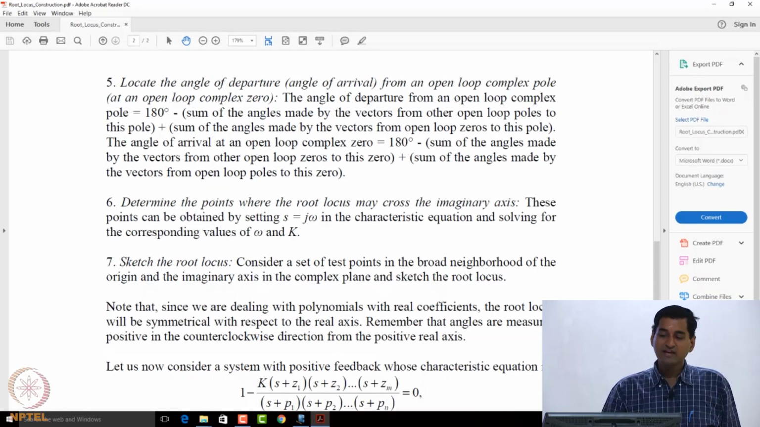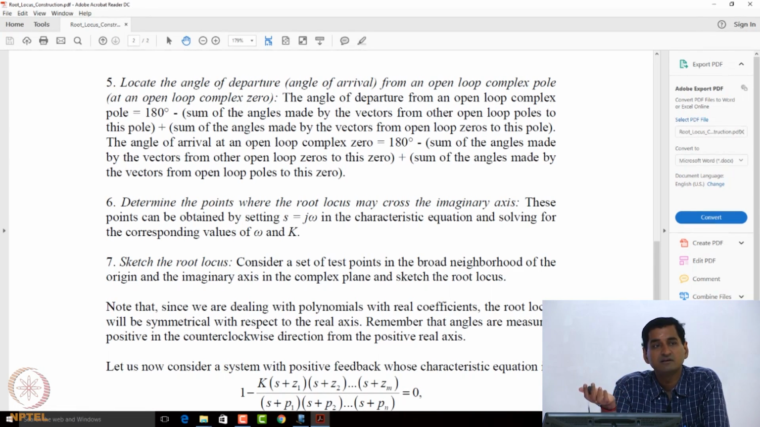The next step was to figure out the angle of departure from a complex pole or the angle of arrival at a complex open loop zero. We figured out this was the formula, and we did an example yesterday to see how we can calculate it. Please note that step 5 applies only when we have a complex conjugate open loop pole pair or complex conjugate open loop zero pair. In the example that we started off with, there were 2 open loop poles, both real, so step 5 did not apply to that problem.